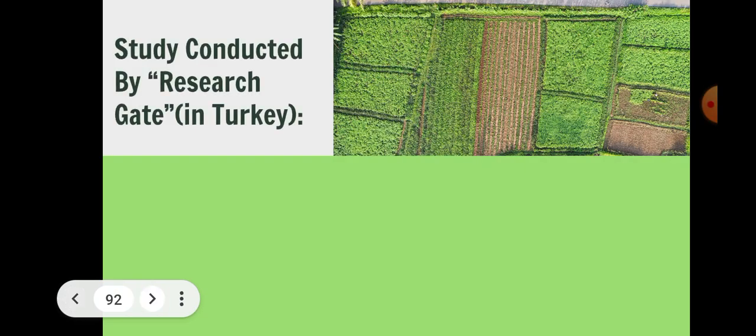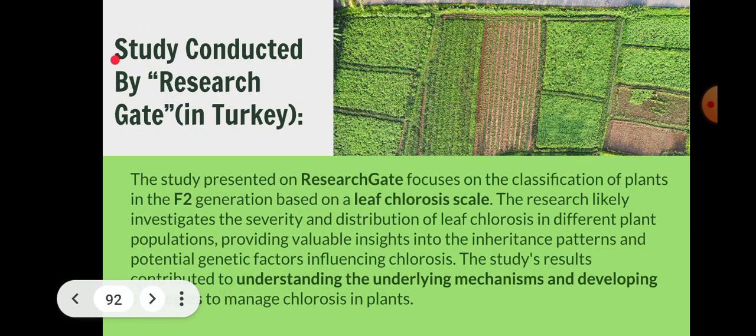Now I will be giving an example of a case study which was conducted by ResearchGate in Turkey. This study was presented on ResearchGate, and it focuses on the classification of plants in the F2 generation based on their leaf chlorosis scale. F2 means second filial generation, which is gained by the crossing over between the first filial generations. This research investigated the severity and distribution of leaf chlorosis in different plant populations and provided valuable insights into their inheritance patterns and the potential genetic factors which influence chlorosis. The results of this study contributed to understanding the underlying mechanisms and developing strategies to manage chlorosis in plants.